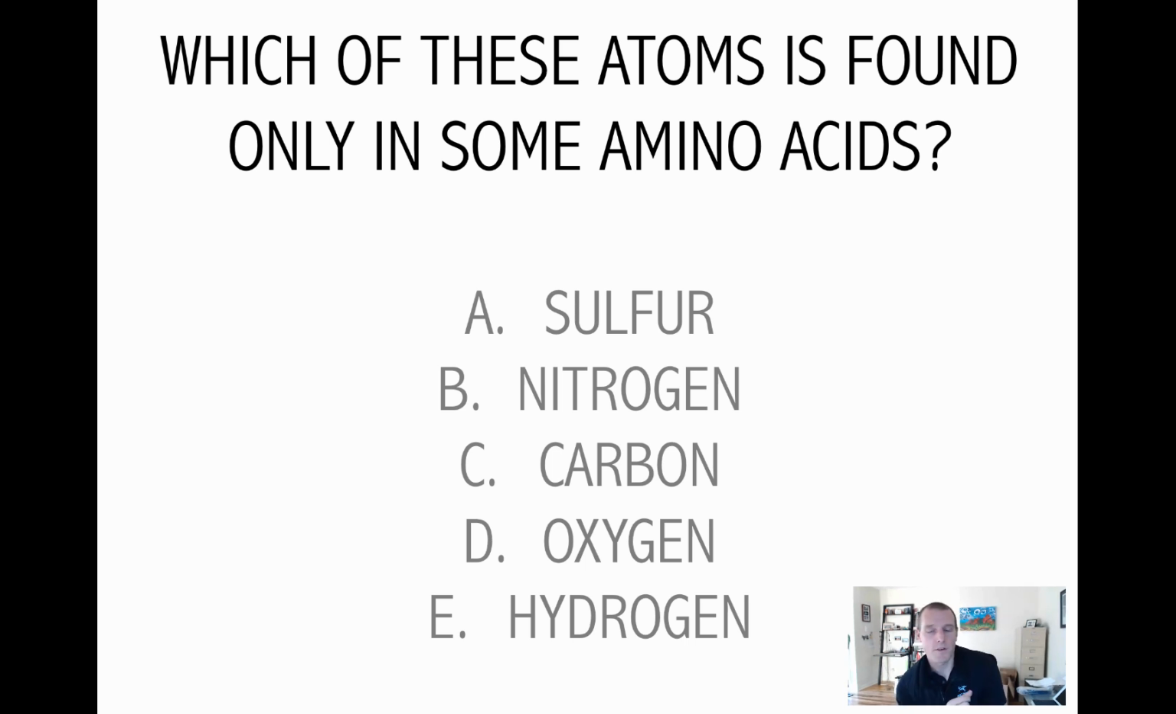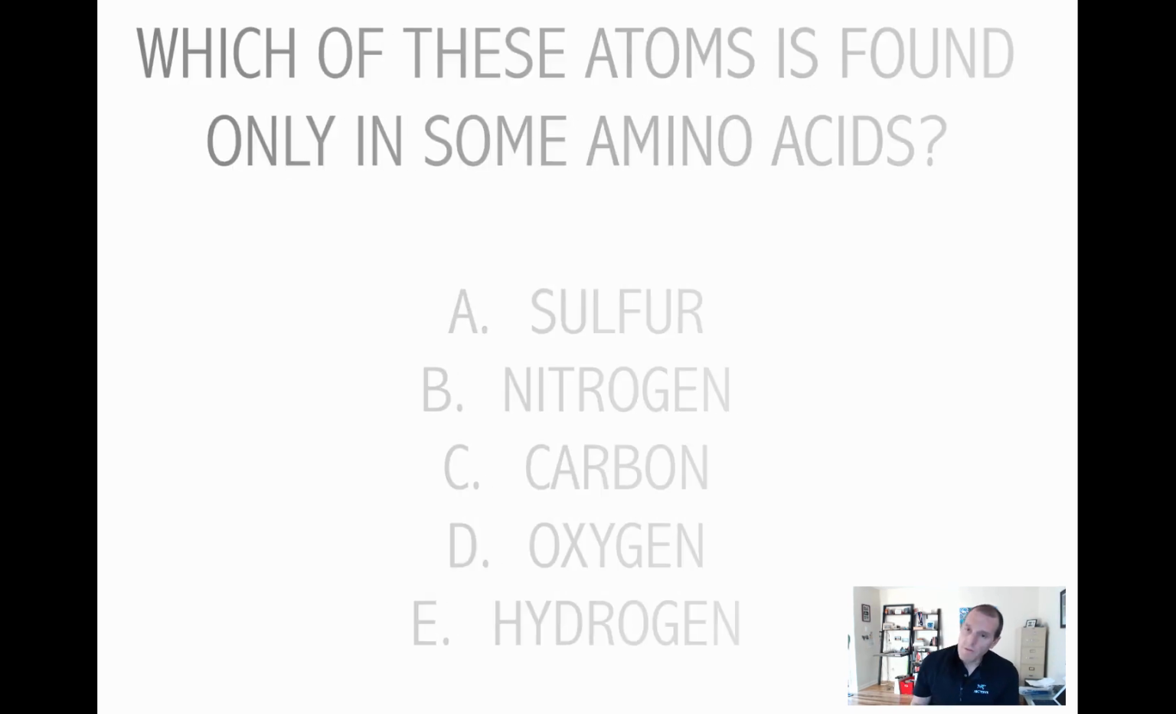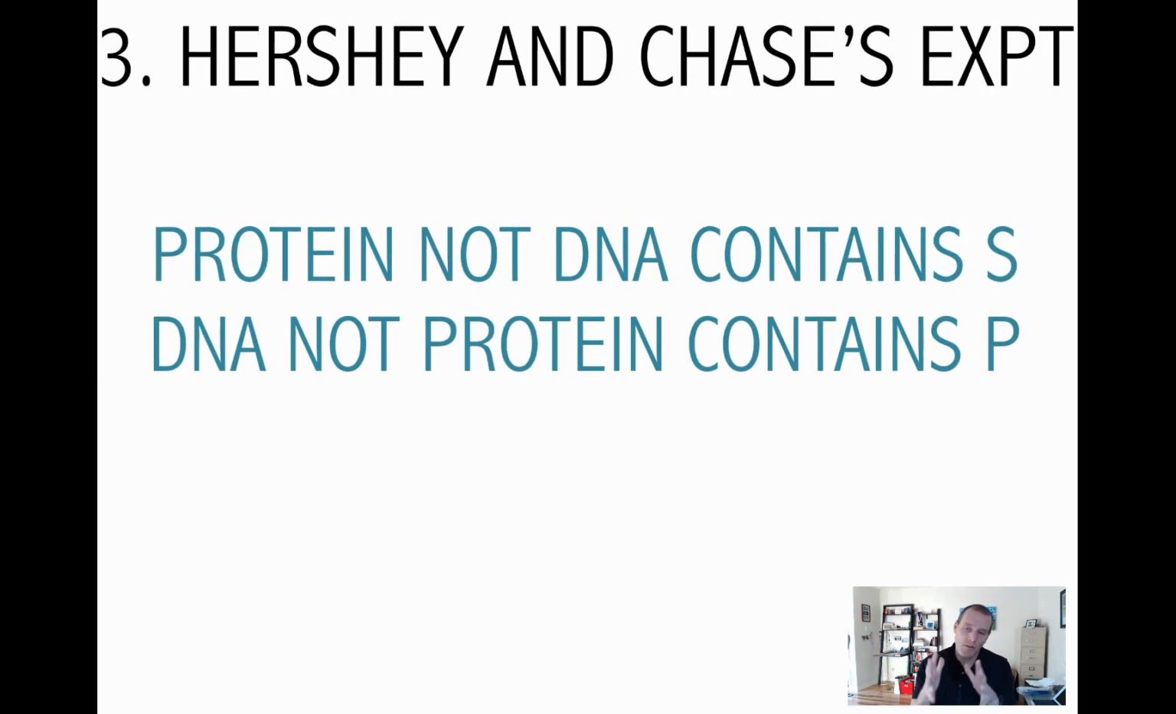Okay, so thinking about that, let's now think about this question. Okay, so based on your answers to those questions, what you should see if you compare the atoms you find in proteins with the atoms you find in DNA is that some proteins, not all proteins, but some proteins contain sulfur, but not DNA. No DNA ever contains sulfur.